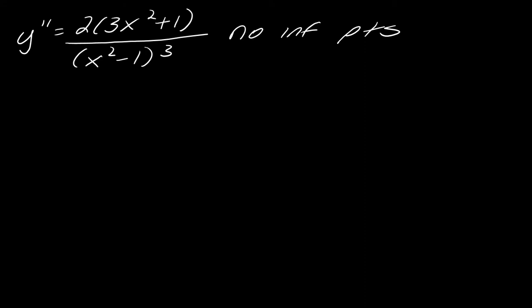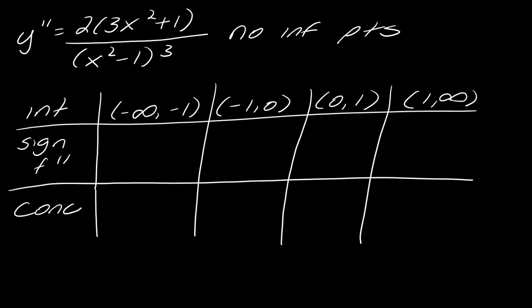So even though I already know this has no inflection points, I still want to make my table. So let me set that up. Okay, so here's everything. I guess this should really say y double prime, not f double prime. Now if I plug something negative into this, the top will still be positive, right? Because when I square this negative thing, it'll still be positive. And then the denominator will be something greater than 1. And I'm squaring that, and then I'm cubing that, so this whole thing will end up being positive. So the conclusion here is this is concave up.